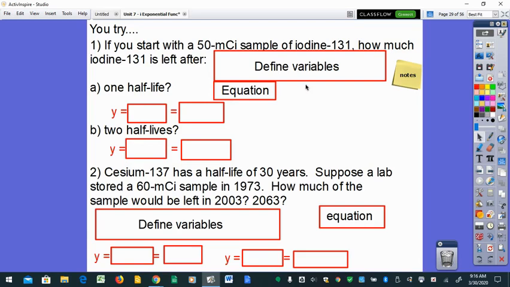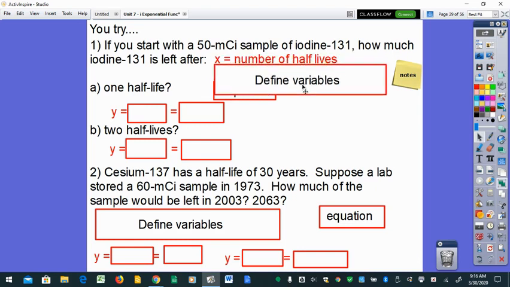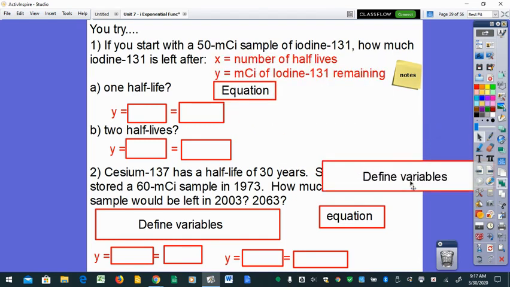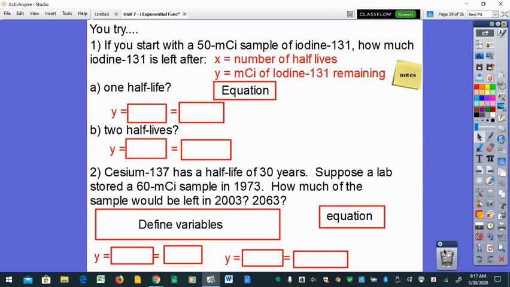Okay, everybody, let's see how you did. So x, again, would be the number of half-lives, and y is going to be the amount of millicuries of iodine 131 remaining. The equation is going to be y equals your start amount, which in this case was 50, times the 0.5 for your decay factor raised to the x. So they made it easy on you here because they told you what the x was. They said it was going to be 1 half-life. So you're just going to take 50 times 0.5. Don't really need to raise it to the 1 because that is 0.5.